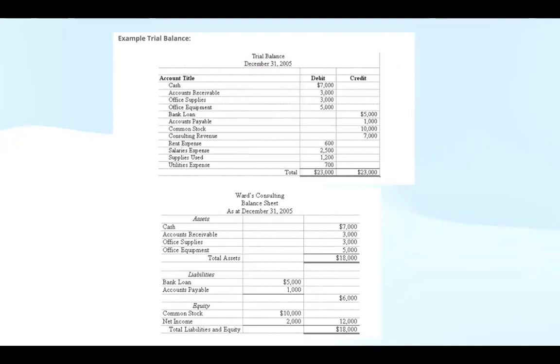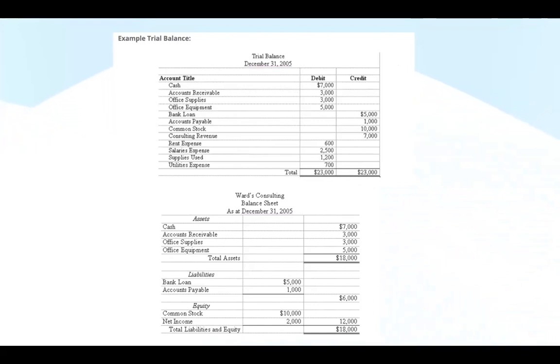Here is an example for both the balance sheet and the trial balance. The above one is the trial balance. The trial balance ensures that the debits equal the credits, and it is important to note that the trial balance does not mean that the accounts are correct or that a mistake did not occur.